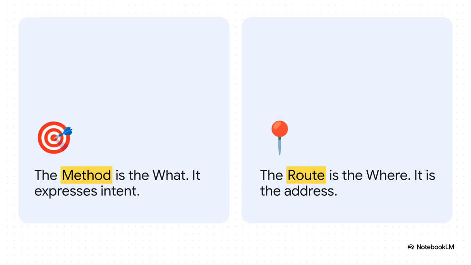It expresses your intent, your action, like whether you want to get some data, post new data, update it, or delete it entirely. Then on the right, we have the route. This is the where. It's the exact address on the server where you want to send that intention. So if your method is GET and your route is /users, you're essentially telling the server, hey, I want to fetch data, and the specific place I want to fetch it from is the users address.